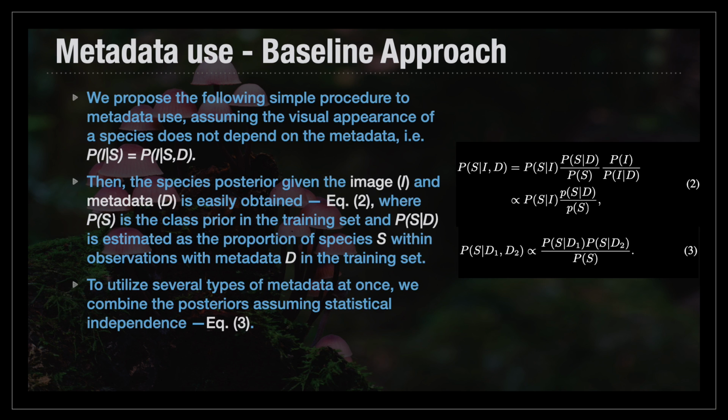For the usage of the metadata, we propose the following simple procedure. Assuming that the visual appearance of a species does not depend on the metadata, then the species posterior given the image and metadata is easily obtained as described in equation 2. However, this does not mean that the posterior probability of the species given an image is independent of the metadata. To utilize several types of metadata at once, we combine the posteriors assuming statistical independence. This is a simple baseline assumption which again may not always be valid for relevant metadata.